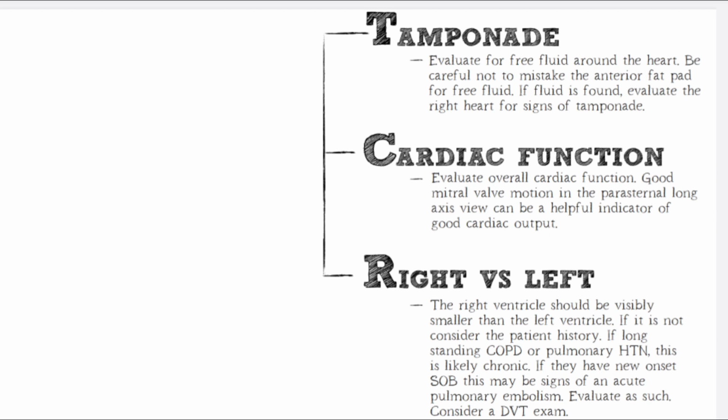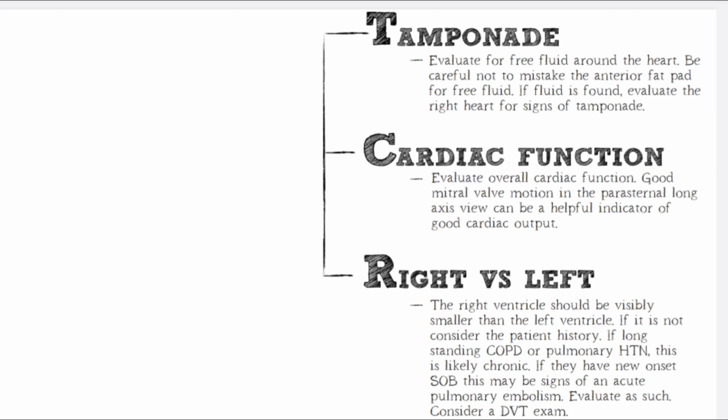Mainly three things we have to look into in cardiac ultrasonography. First, we are supposed to rule out cardiac tamponade. We are supposed to look for free fluid around the heart, but we should be careful not to mistake anterior fat for free fluid. Then we have to look at the cardiac functional status. It can be done by assessing the mitral valve motion in a parasternal long axis view. In detail I will show you later.